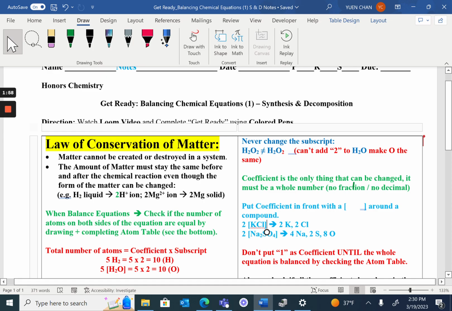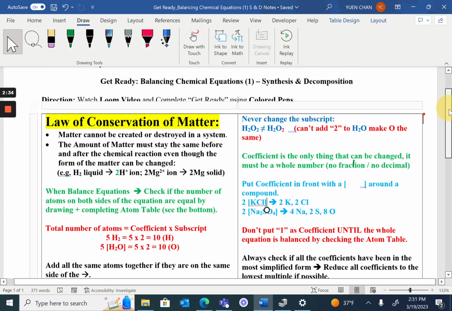So for example, here I have H2 in element form. H2 means I have 2 hydrogen before. And after the reaction takes place, I have 2 H+ ions. So I still have 2 hydrogen, but the form of the H is no longer the element. It will be an H+ ion. Or I have 2 Mg2+ ions before the reaction, and after the reaction I get 2 Mg solid. So before and after I have 2 Mg, but the form changes from ion to solid.